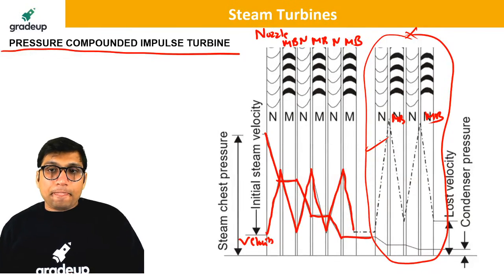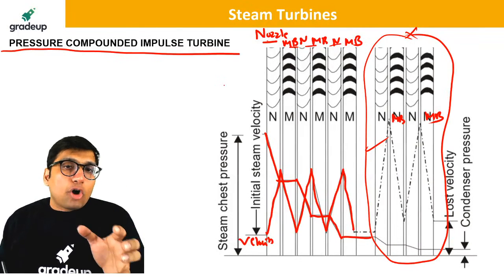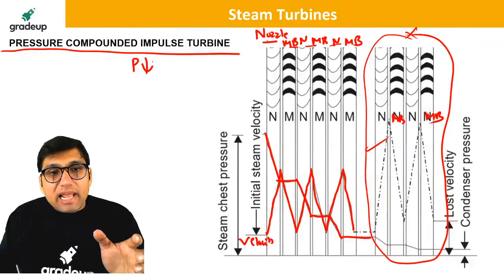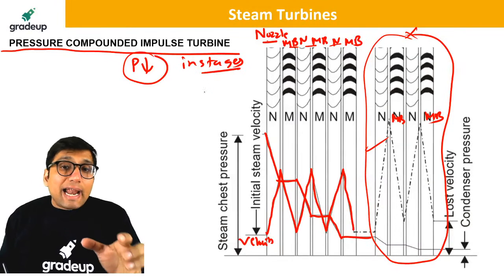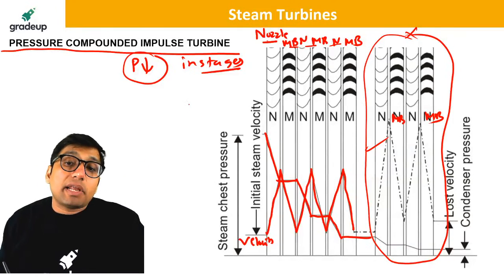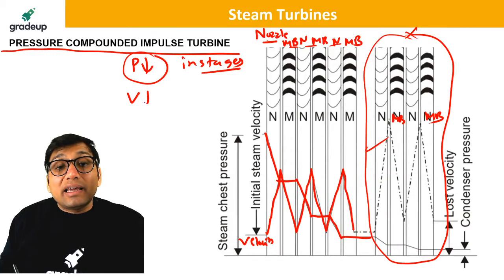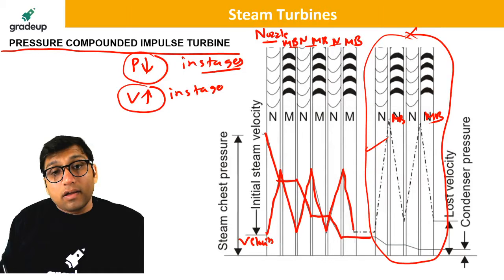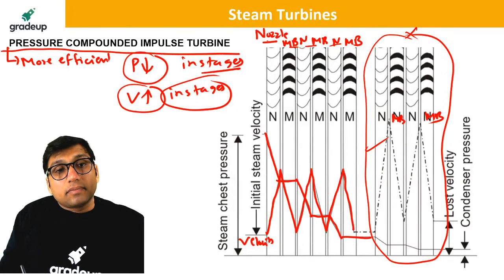Okay. So if you see this diagram, we'll be having nozzle, moving blade, nozzle, moving blades. Because of this combination, pressure is getting reduced in stages, so that at the exit of the turbine, we'll be having a pressure equal to condenser pressure. And velocity is also increasing in stages. So that is why the pressure compounding is more efficient. It is a more efficient type of compounding.